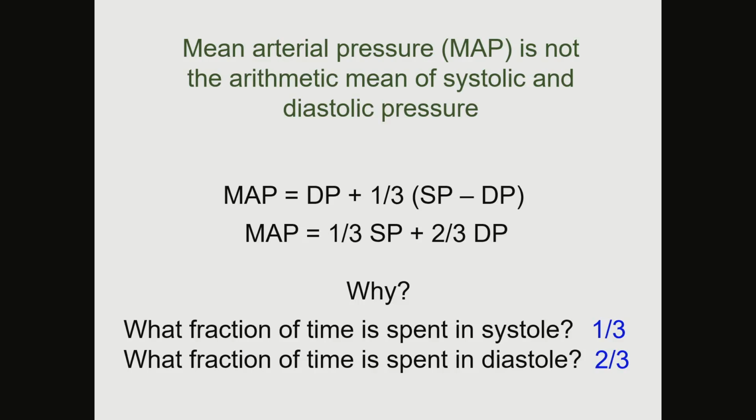Okay? And I'm just going to give you a piece of advice: if I'm asking for mean arterial pressure, and I give you systolic and diastolic, it cannot be below diastolic or above systolic pressure. It has to be between the two. And typically, it is going to be closer to diastolic.